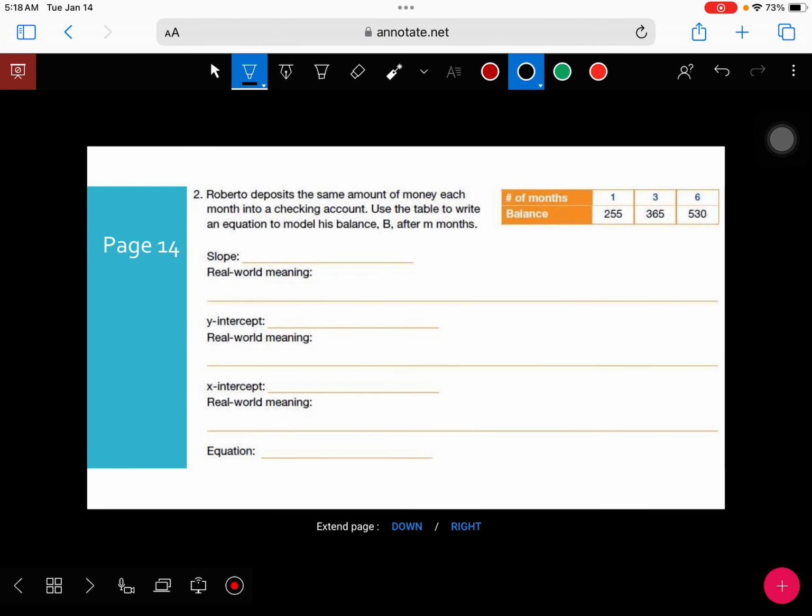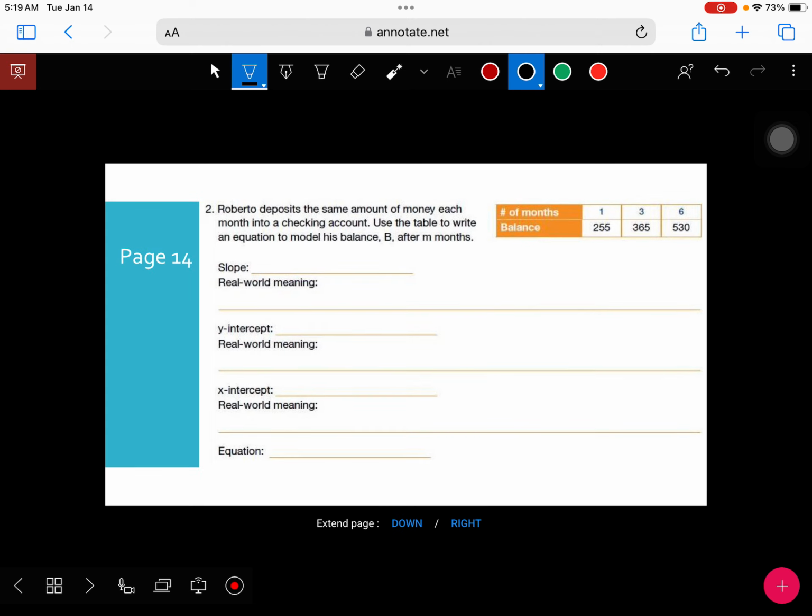Roberto deposits the same amount of money each month into a checking account. Use the table to write an equation to model his balance B after M months. All right. So slope, real world meaning, y-intercept, x-intercept, equation. All right. So we have number of months and we have balance.